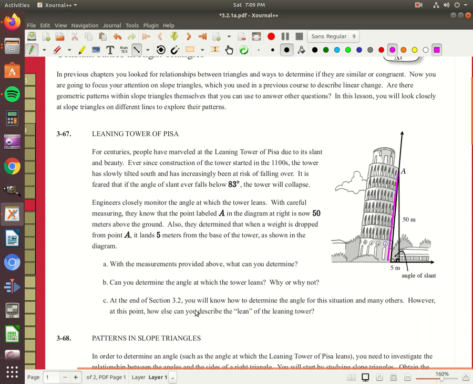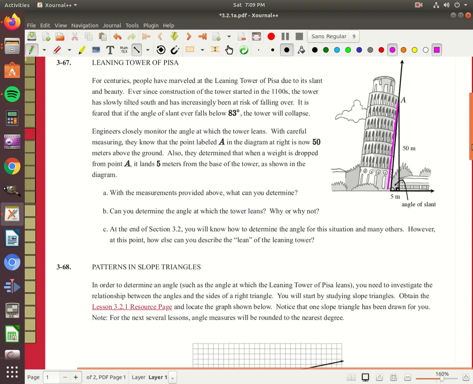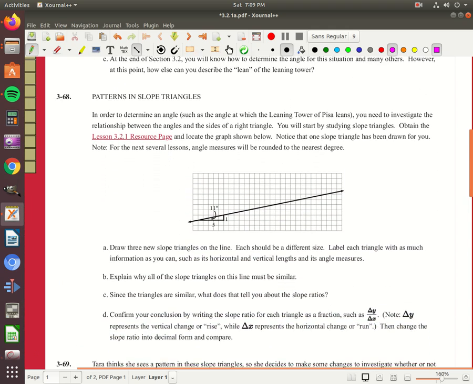All right, it says at the end of section 3.2, you will know how to determine the angle for this situation and many others. However, at this point, how else can you describe the lean of the leaning tower? Well, I mean, like I said, I don't know. We can definitely figure out this length here. How can we describe the lean? I guess we could get the equation of a line, right? We could put this on a coordinate grid and get a point here and a point here and write the equation of the line that goes through them. It doesn't seem like we're actually asked to do any of that, so there's a lot with trig, so let's just go ahead and move along since we're not being asked to actually do that.